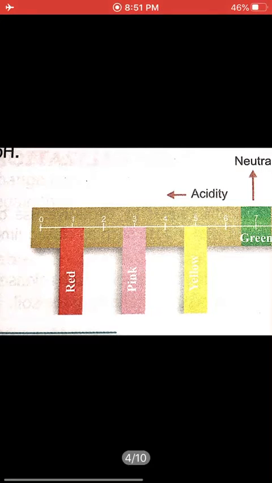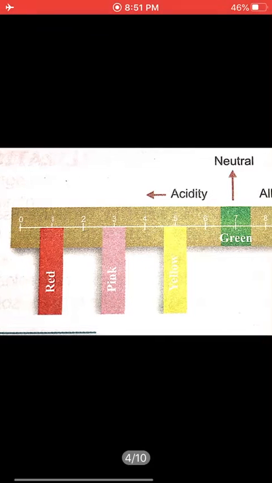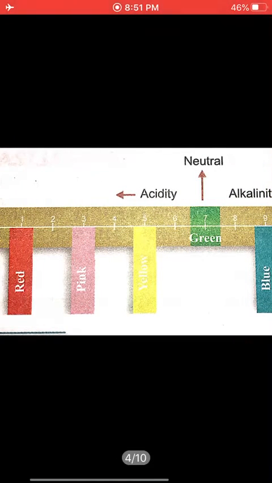If it is pink, there is a pH paper in which these colors come. If we put some solution over a paper strip and its color changes to red, that means too much acidic. If it comes to pink, then less acidic. If it comes to yellow, that means much less acidic.